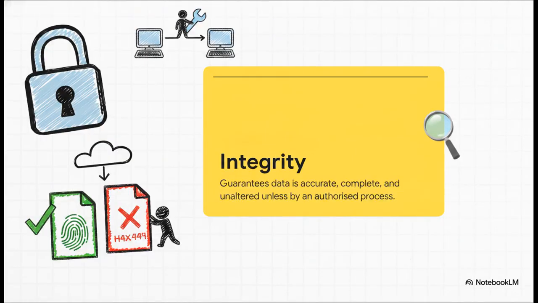Next up is the I for integrity. This is your guarantee that your data is accurate, complete, and hasn't been messed with, unless an authorized process changed it. Think about it like this. If you download a file and its cryptographic hash doesn't match the official one, well, integrity's broken. That means somebody tampered with it. Maybe a man-in-the-middle attack happened, or the data just got corrupted along the way.